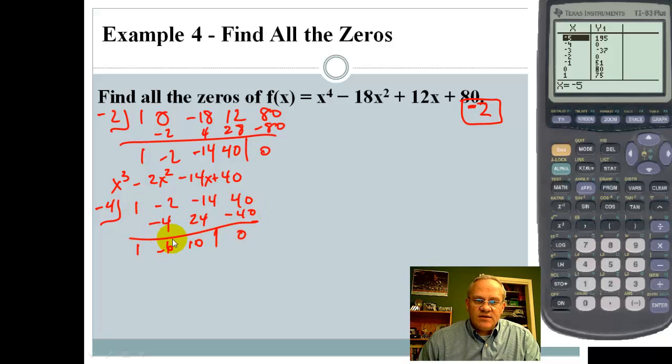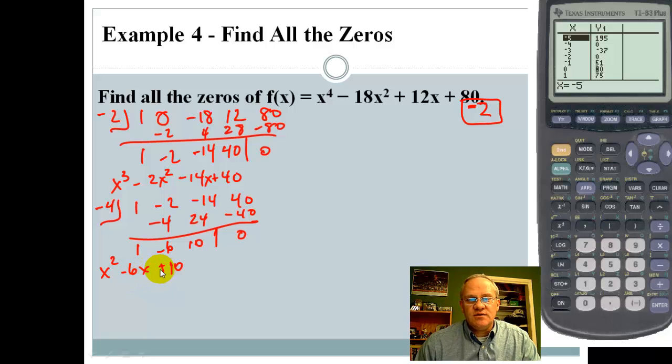So what we've got left then is, since it was x to the third, it's now x squared minus 6x plus 10. Now we know that that should not break down any further because we didn't see any more zeros here. And if you try 1 times 10, 2 times 5, nothing will give me 6 or negative 6 when I try to factor this further.